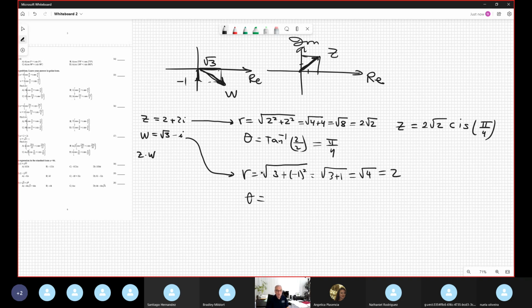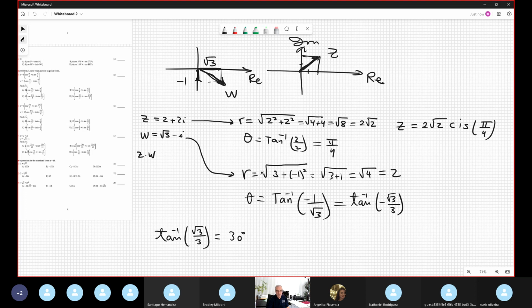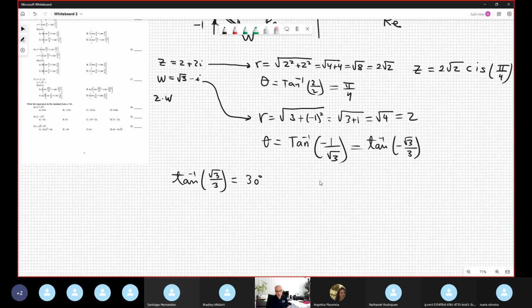It's important to keep this in mind, because when you use the formula, the quadrant is not interpreted very well. So y over x is negative 1 divided by radical 3. You rationalize, and it's tan inverse of negative radical 3 over 3. Can you remember that number? For example, if you compute the tan inverse of radical 3 over 3, positive, you immediately see that it's 30 degrees. Do you remember that or not? Yes. Some students don't remember.